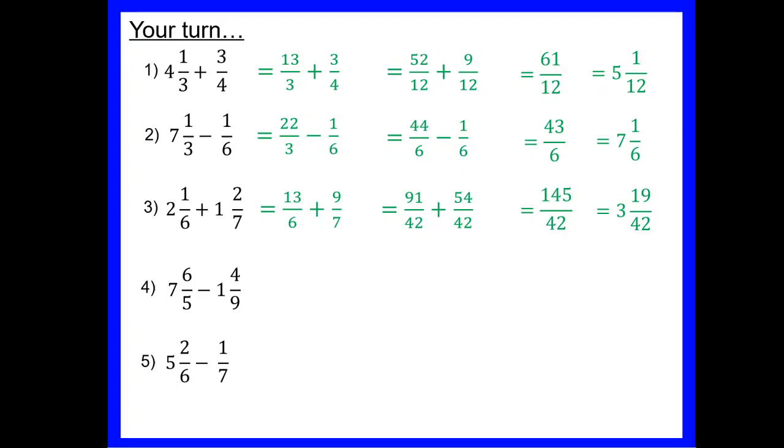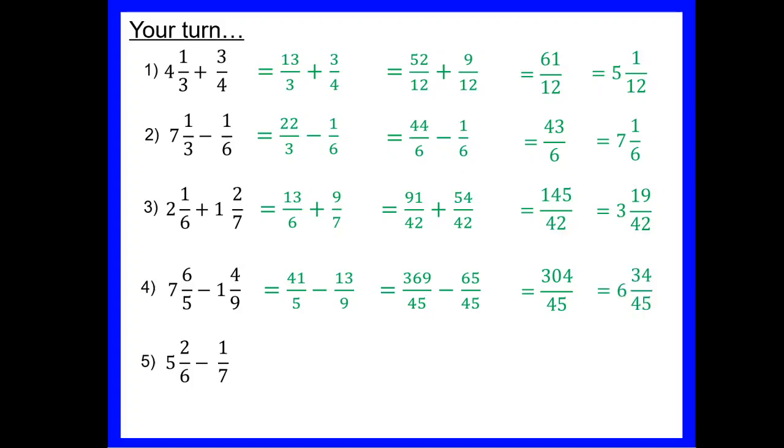For number 4 then, we've got 41/5 minus 13/9, which with a common denominator of 45 gives us 369 over 45 minus 65 over 45, leaving us with 304 over 45.